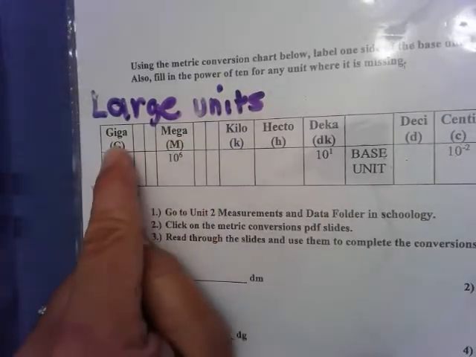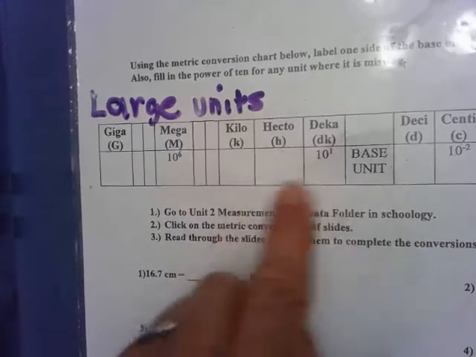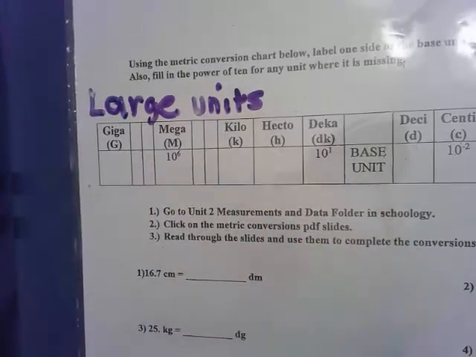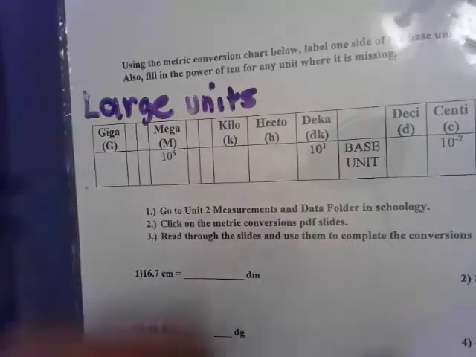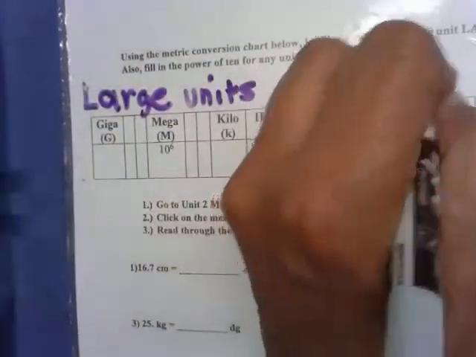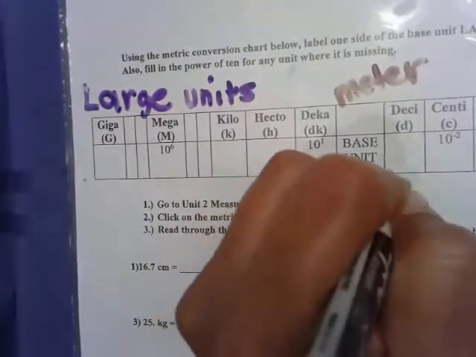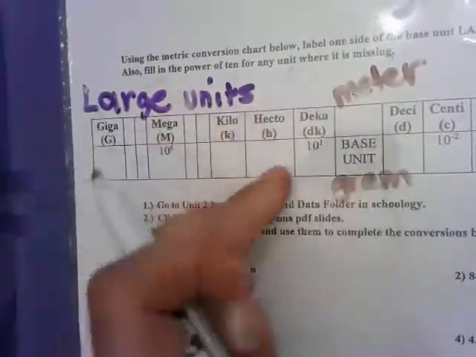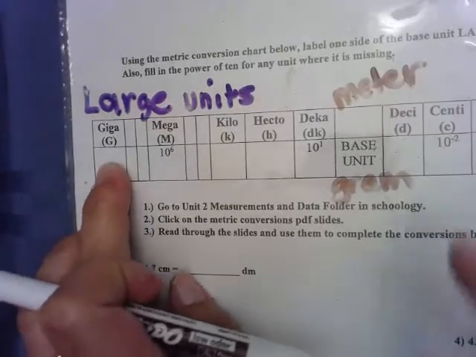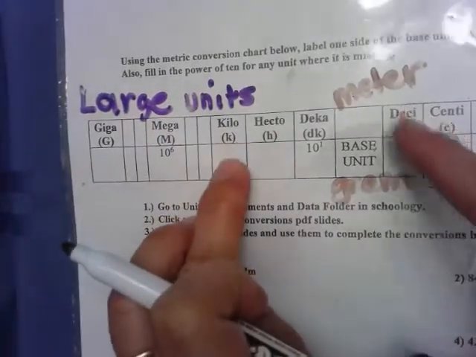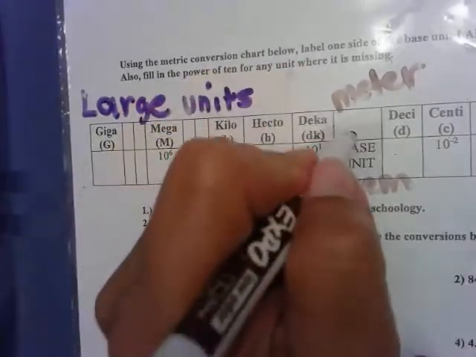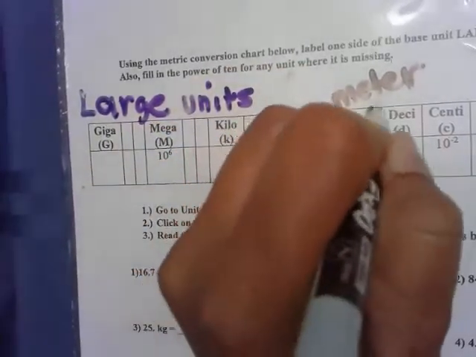I was explaining that giga, mega, and kilo are all bigger than the base unit. A base unit is the unit like meter or gram. These are the main units you're talking about, whether really big, like a gigameter or a gigagram, or a kilometer or a kilogram. The base unit is actually 10 to the 0, which is the same as saying the number 1.